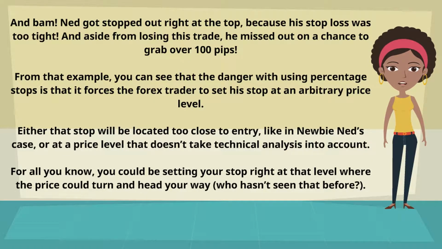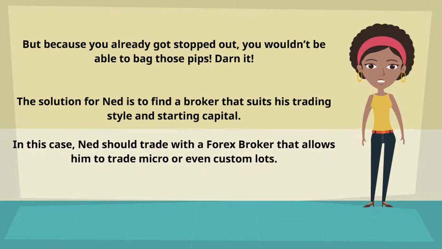From that example, you can see that the danger with using percentage stops is that it forces the Forex trader to set his stop at an arbitrary price level. Either that stop will be located too close to entry, like in newbie Ned's case, or at a price level that doesn't take technical analysis into account. For all you know, you could be setting your stop right at that level where the price could turn and head your way. Who hasn't seen that before? But because you already got stopped out, you wouldn't be able to bag those pips.